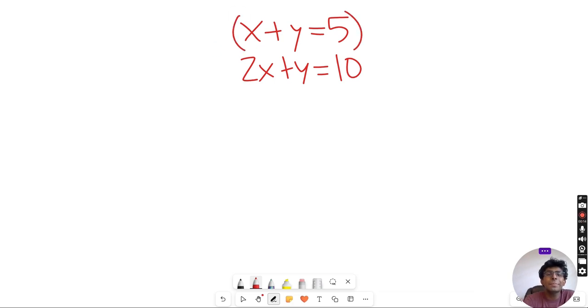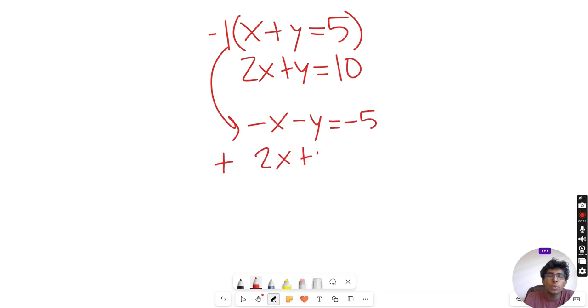We're going to multiply it by -1. So that way we get that negative y, and when we add it to the second equation, we can cancel out the y's. So I'm going to rewrite this first equation down here as negative x minus y equals -5. And then I'm going to have a plus sign on the outside, and I'm going to do 2x plus y equals 10. I'm keeping the second equation the same because we don't need to change it.